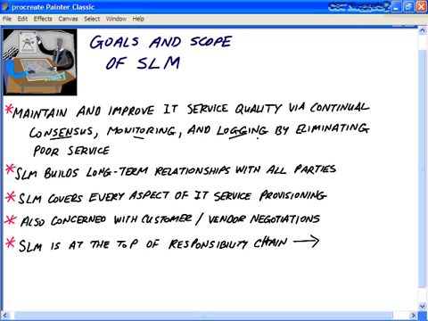Another goal of SLM is to build solid, productive, long-term relationships with all the involved parties: the service provider, the customer, the vendors, consultants, contractors, and so on. The SLM is going to be involved in basically every aspect of IT service provisioning, all of the IT services. The scope is also going to be concerned with customer and vendor negotiations, which ties in directly to relationships. Service level management is basically at the top of the responsibility chain. In other words, the buck stops here.